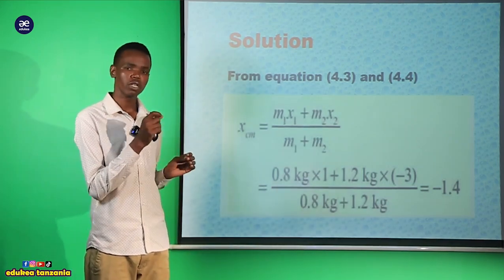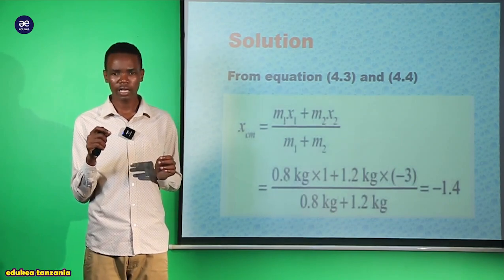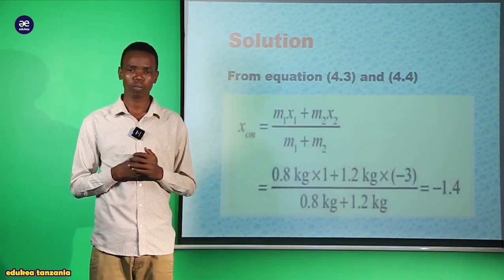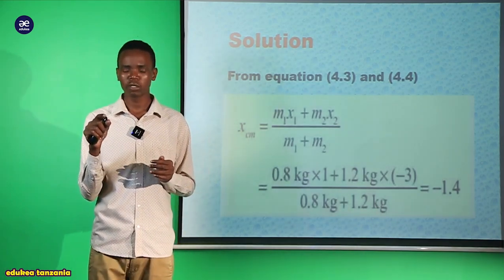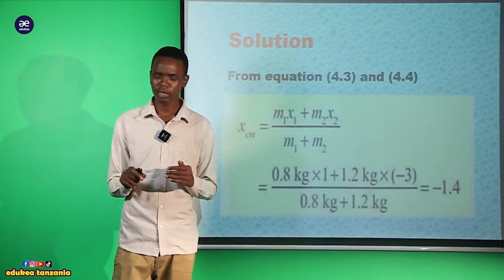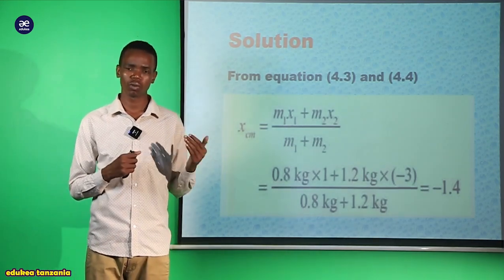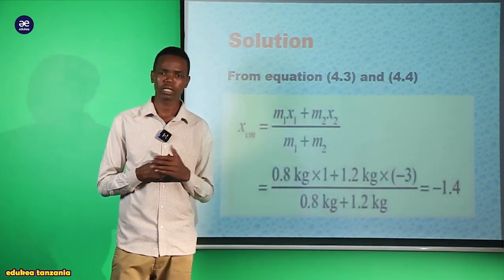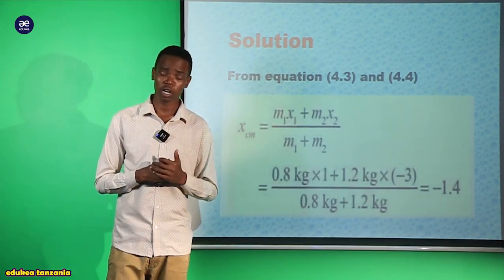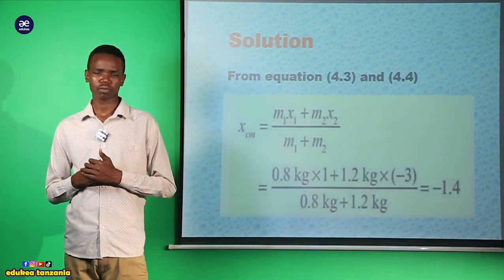The center of mass must be equal to the summation from i equals 1 up to n of mi times xi, divided by the summation from i equals 1 up to n of mi. But n is given as 2 here, because we have two particles, a summation of the masses as we try to observe here.